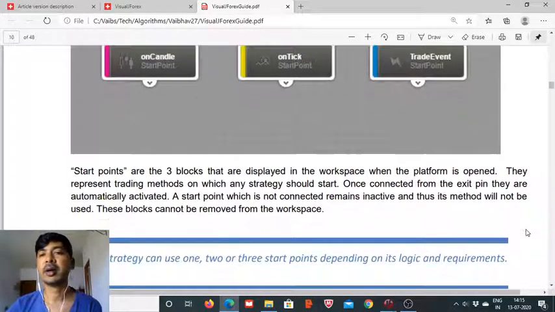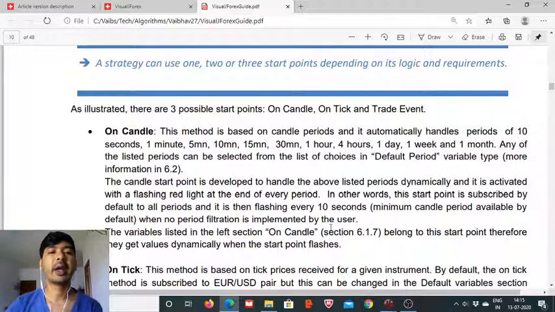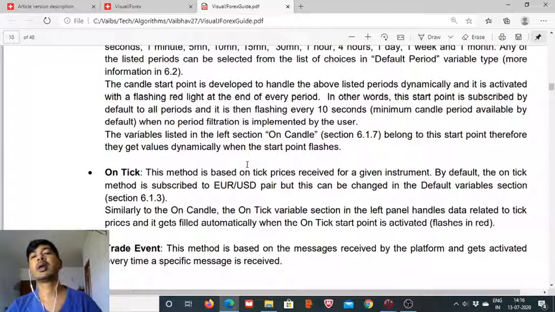Here you will have this info given in some detail, and if you consider this on candle, you can see that it can automatically handle a candle period of anything between 10 seconds, 1 minute, 5 minutes, 10 minutes, 15 minutes, 30 minutes, 1 hour, 4 hour, to 1 day, 1 week, or even a month. Any of these time periods can be selected, and it will work very well on that. And if you are going for a 1 month time period, then once in a month it will reiterate and check all the conditions. So that is how it is going to work.